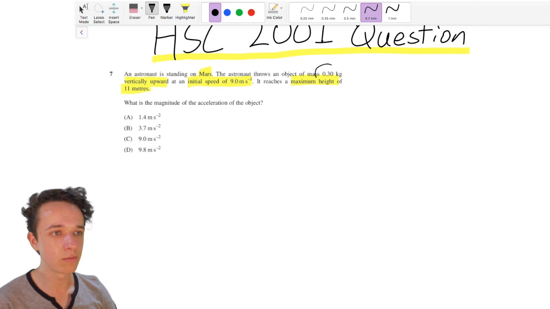The mass is actually a red herring. We don't need to worry about the mass. The mass is actually irrelevant. And tell me in the comments why.